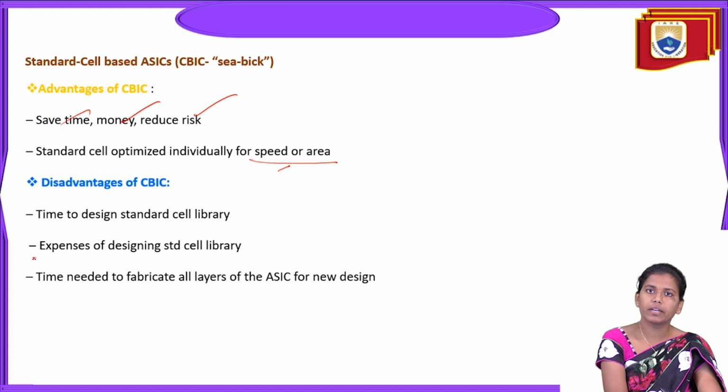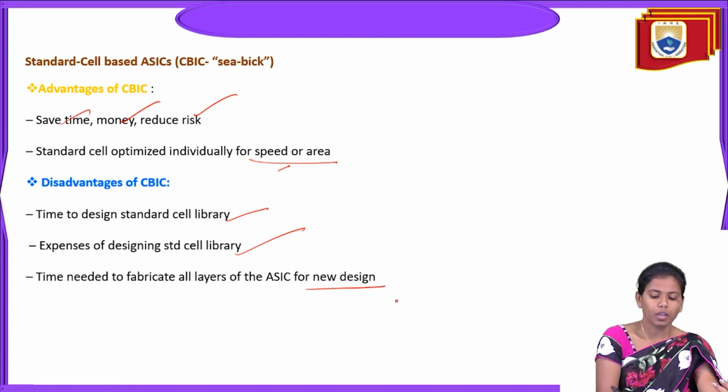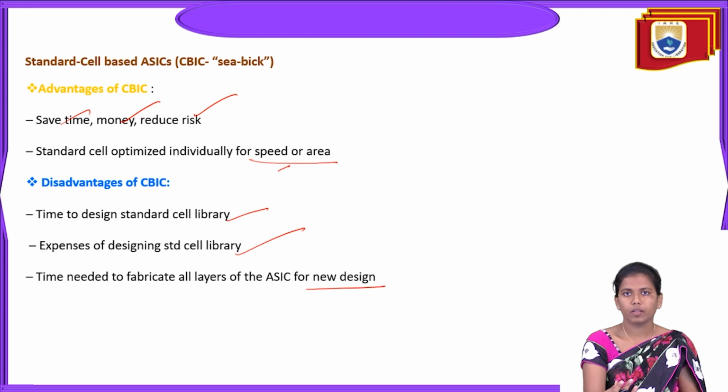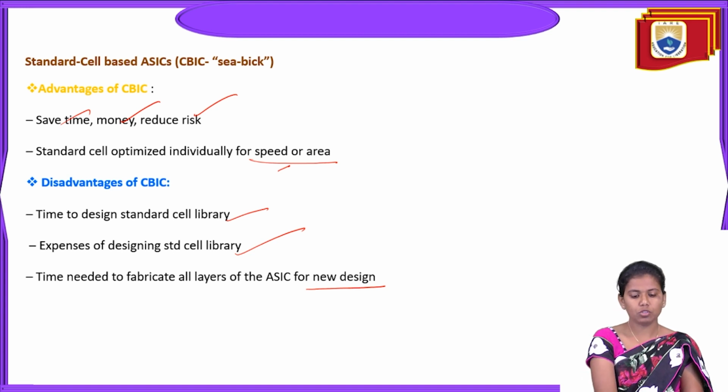And then coming to the disadvantages as well. CBIC has a few disadvantages. Time to design the standard cell library: to design a library requires more time, and the expense of designing a standard cell library would be maximum. And time needed to fabricate all layers of ASICs for a new design. In order to fabricate all the layers in a new design, it takes more time. So these are the few disadvantages of CBIC.